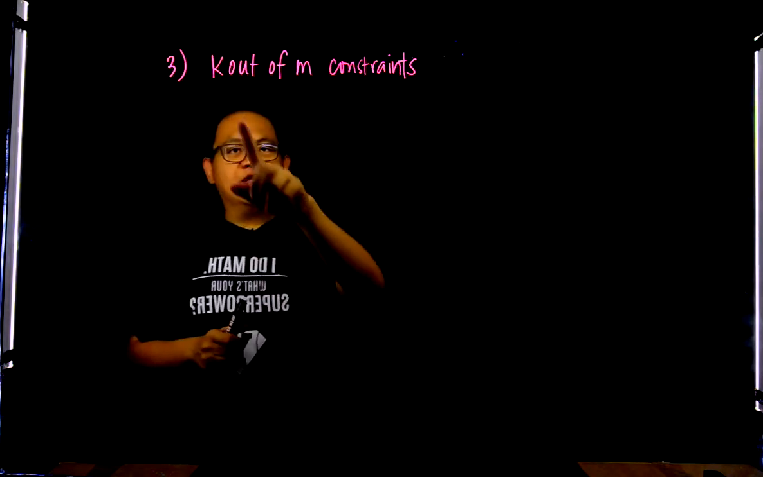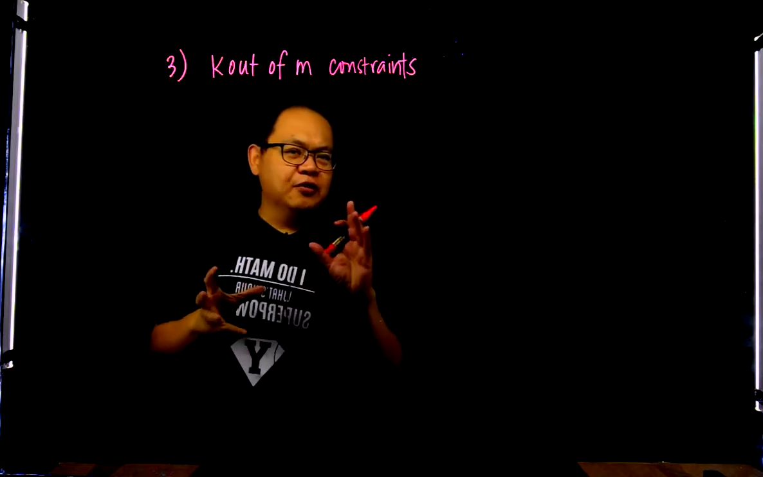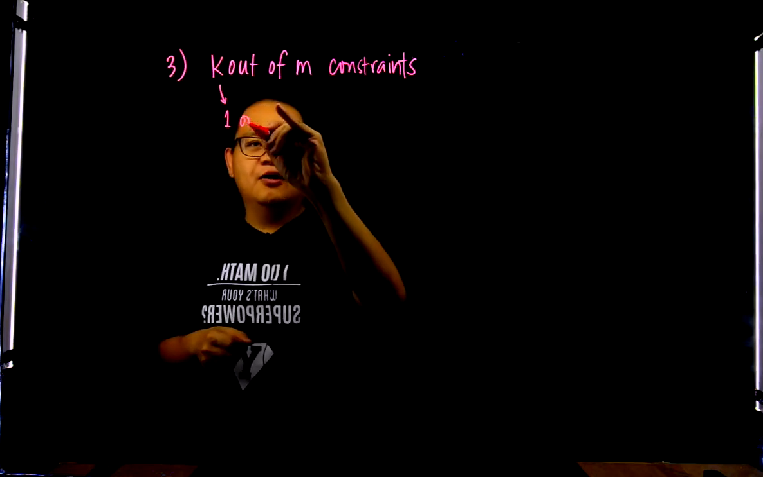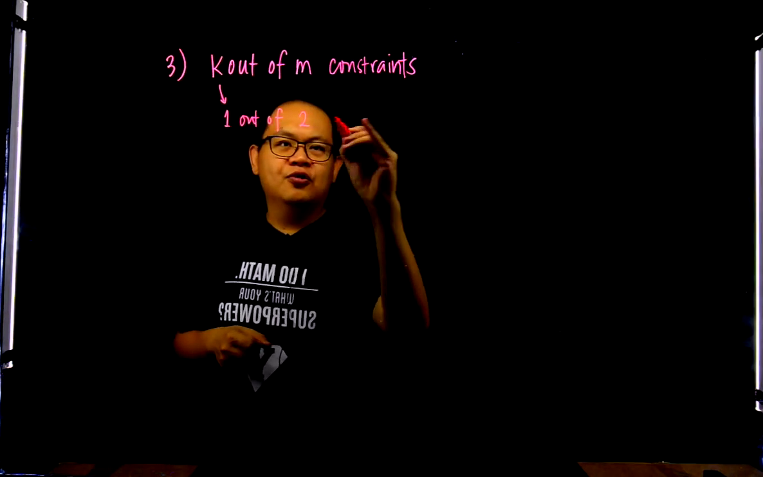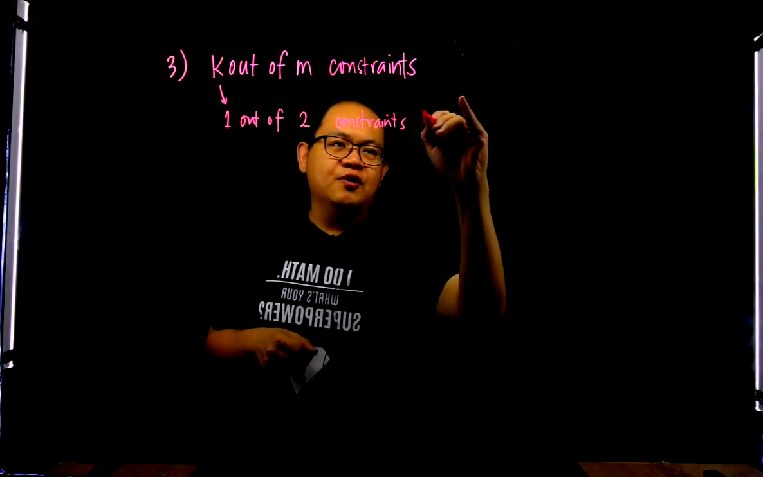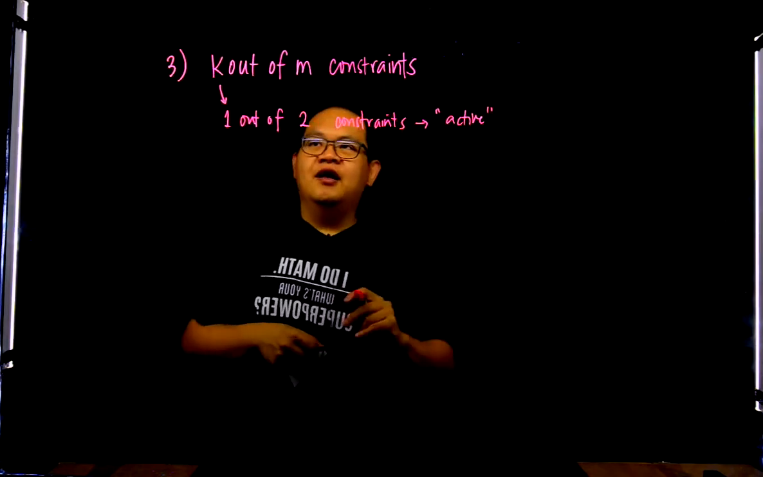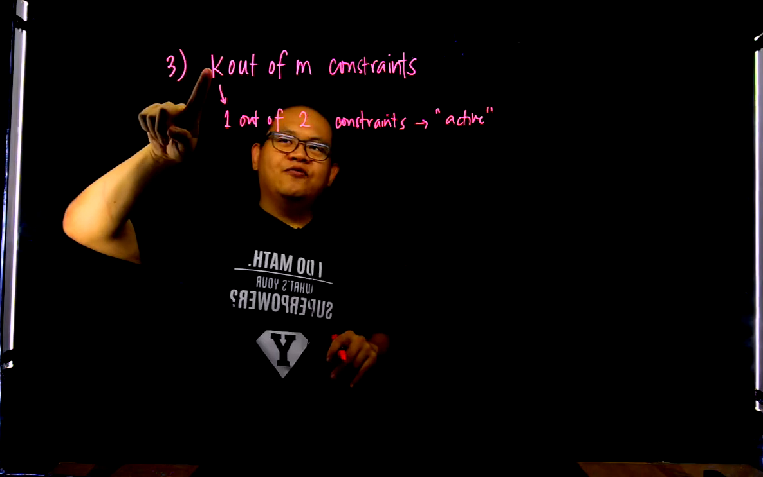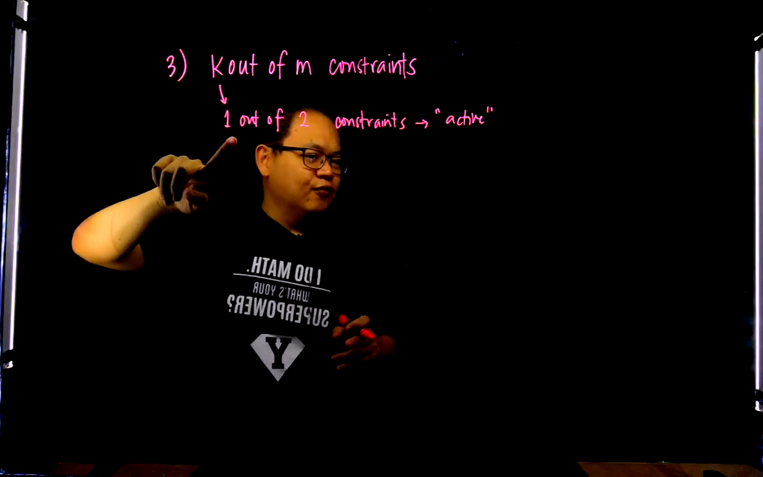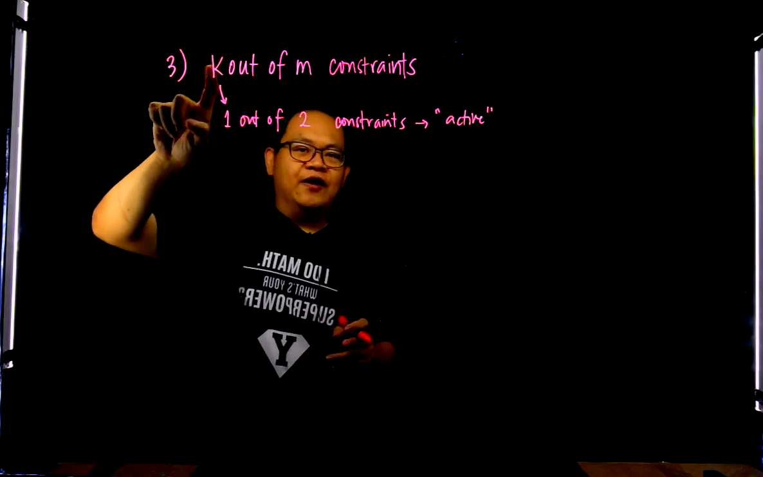Let me clarify what K out of M constraints mean. In the context of your either-or constraint, your either-or constraint is actually 1 out of 2 constraints to be active. So in general, K out of M constraint is just a generalization of your either-or constraint, and therefore we can use the technique that we use in either-or to handle K out of M constraints.